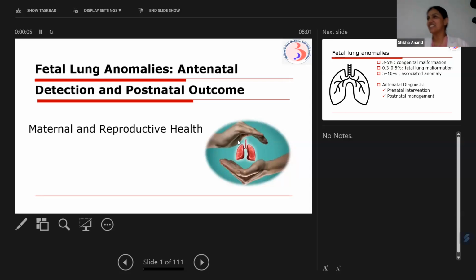Life begins as a fetus, and today also we will be talking in this first CGR after vacation. We will be talking about the fetus only. So, the Department of Maternal and Reproductive Health will be presenting a CGR on fetal lung anomalies, antenatal detection, and postnatal outcome.